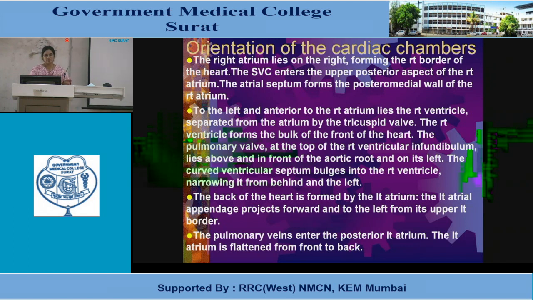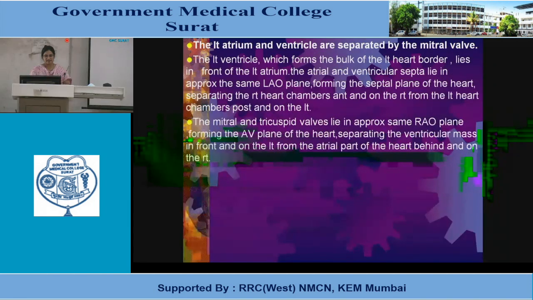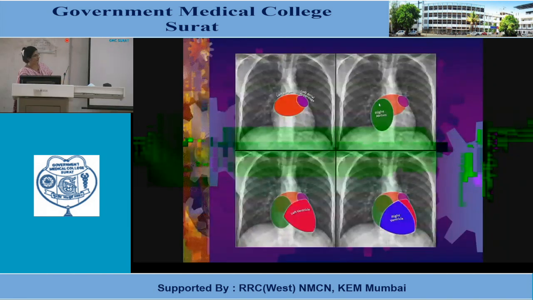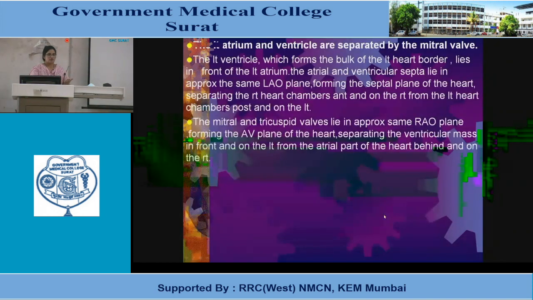Now you can see the orientation of the right atrium. Here lies the right atrium. You can see it forms the right border of the heart, and anterior to the right atrium and on the left side is the right ventricle. You can see it's a triangular shaped structure, and the atrioventricular septum, that is the tricuspid valve, lies at this level. Now coming to the back of the heart, which is formed by the left atrium.